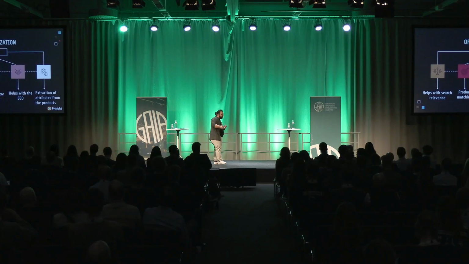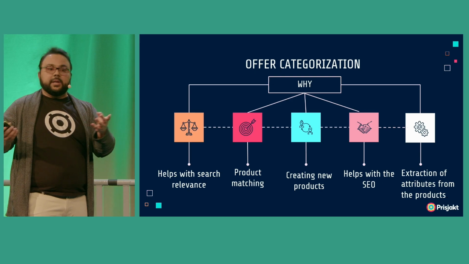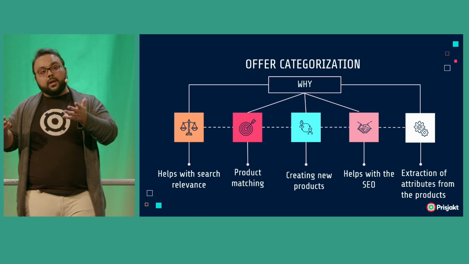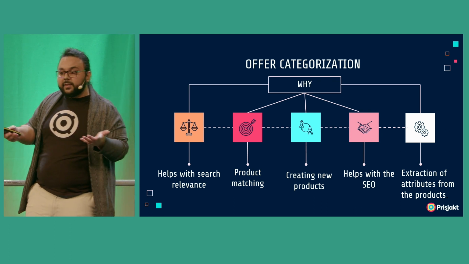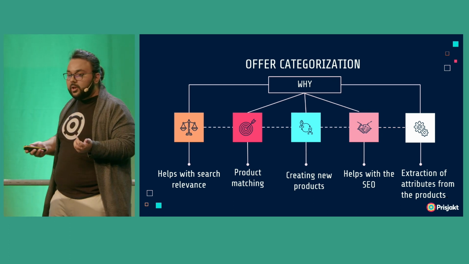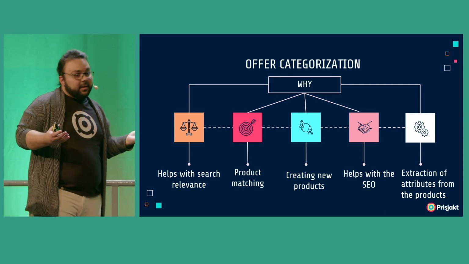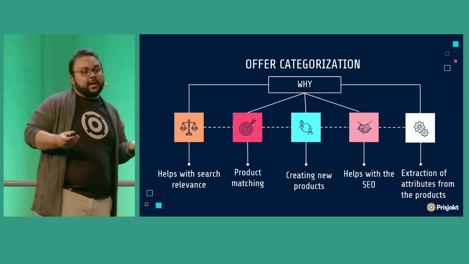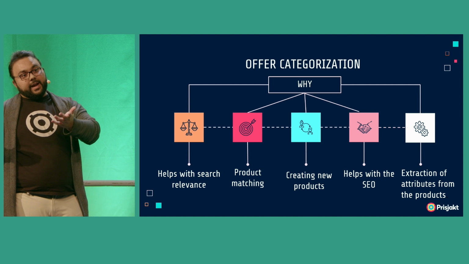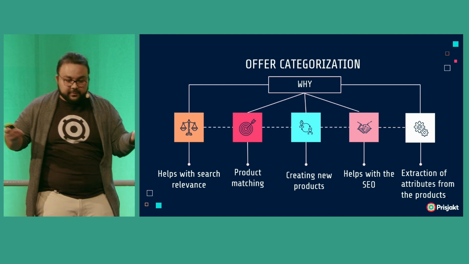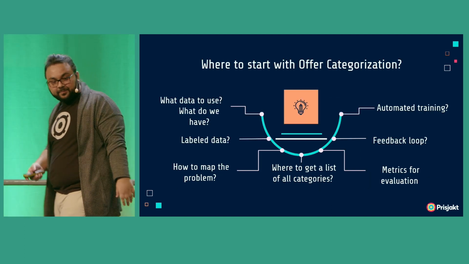Extraction of attributes from the products. It can also help you extract attributes. Attributes could be color, or the size of shoes and everything. For example, the attributes for shoes might be different from the attributes for a PS5, because a PS5 might not have a size. It could simply have a color, or it could have RAM, but shoes cannot have RAM. So yeah, I hope you get the context.